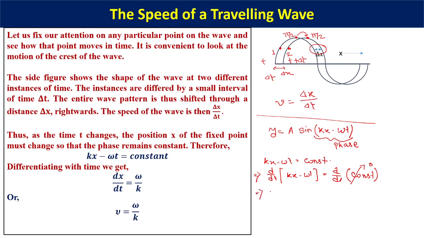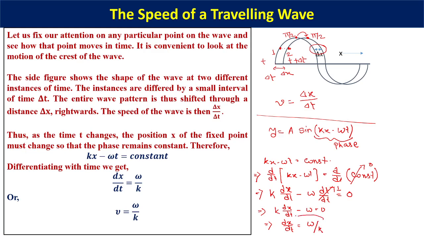So if you differentiate this, k is anyway constant, this comes out of the derivative sign, it becomes dx by dt, minus omega is another constant, then I have dt by dt, that's equal to 0, but this is equal to 1 because dt upon dt goes as 1. So I remain with k dx by dt minus omega, that's equal to 0. I can write dx by dt is equal to omega. Just take omega to this side and divide it by k.